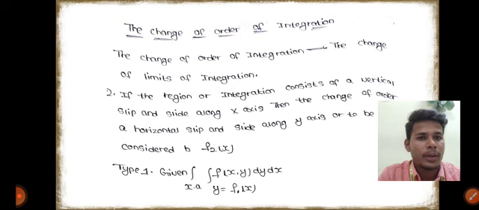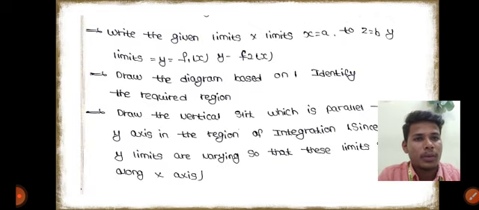The second point: if the region of integration consists of a vertical slit sliding along the x-axis, then for the change of order, a horizontal slit sliding along the y-axis is to be considered. Type 1: given the integral from x equals a to b of the integral of f(x, y) dy dx, with y from f1(x) to f2(x). First, write the given limits: x equals a to b, and y equals f1(x) to f2(x).